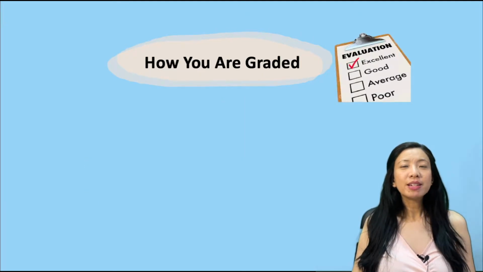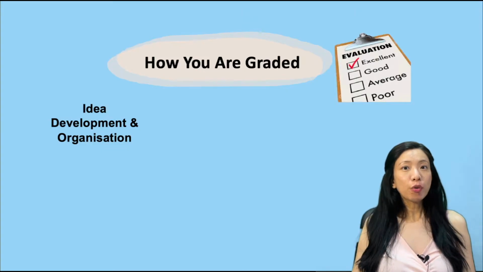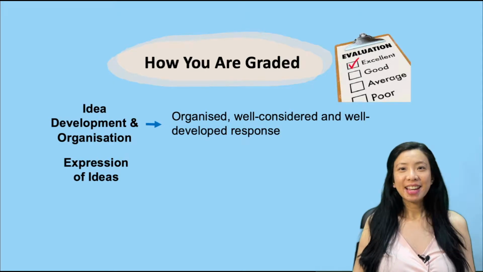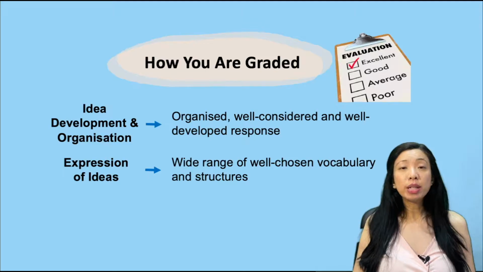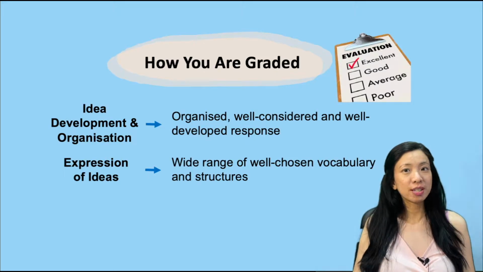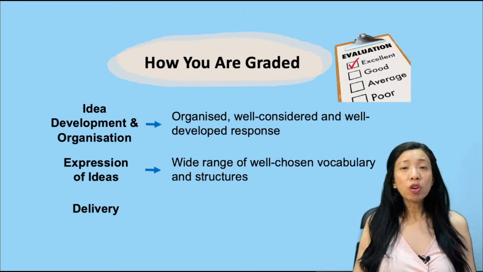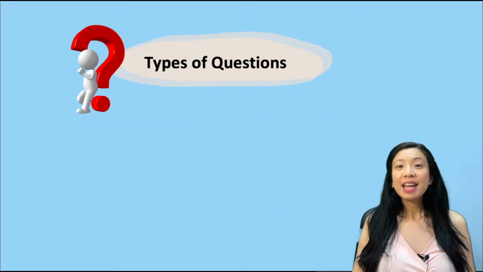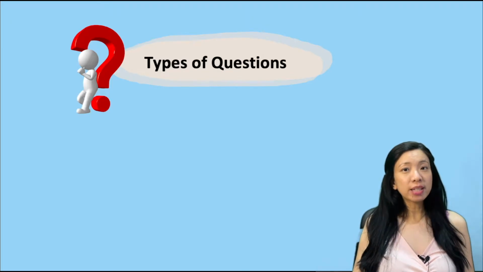So how are you graded in the oral exams? Firstly, you are graded on idea development and organization. This means that you need to provide an organized, well-considered and well-developed response. Secondly, you are graded on the expression of your ideas. This means that you need to use a wide range of well-chosen vocabulary and structures. And thirdly, you are graded on your overall delivery, which means you need to speak fluently with clear pronunciation and varied intonation.